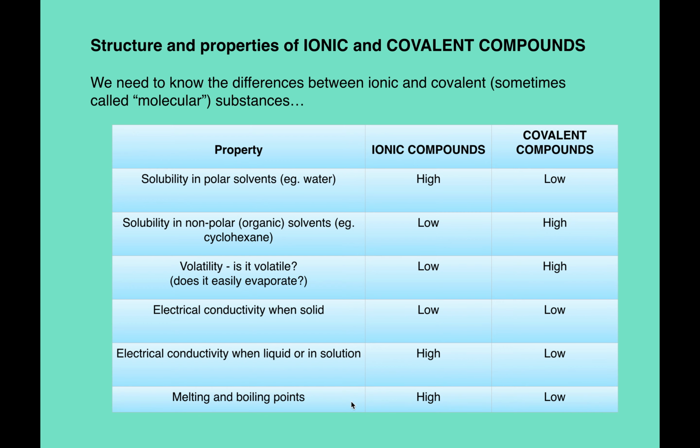Melting points and boiling points, they're high for ionic compounds. Sodium chloride, for example, common salt in your kitchen, has got a melting point of 800 degrees. Covalent compounds, they've got low melting points and boiling points, which is why many of them are gases, like ammonia or methane. They're gases at room temperature because they've got low melting points and boiling points. Okay, lots of things to remember there.